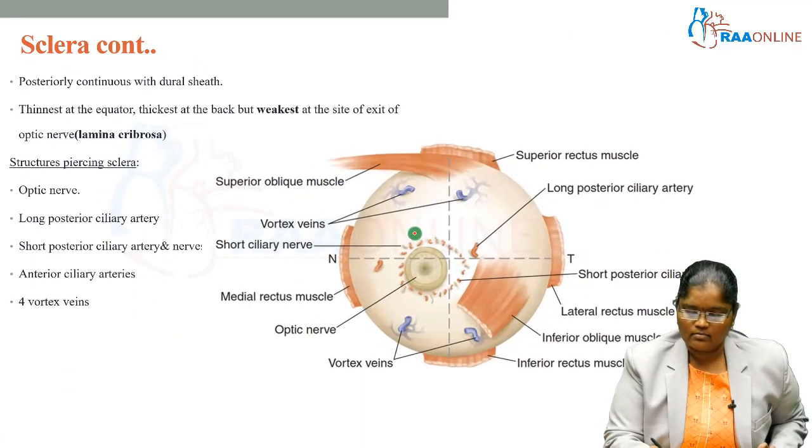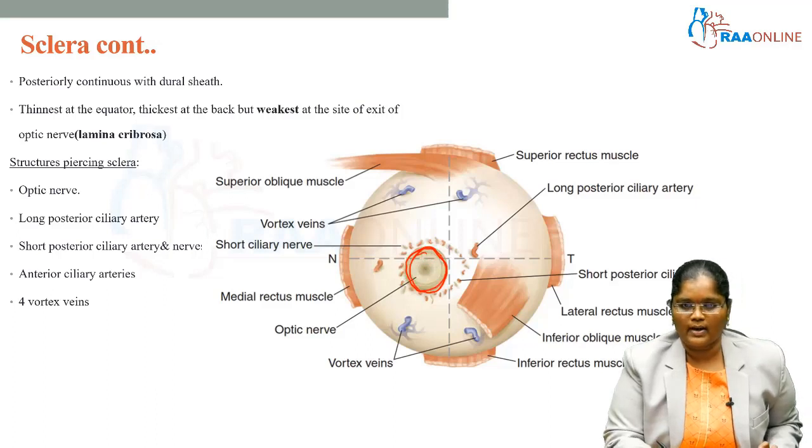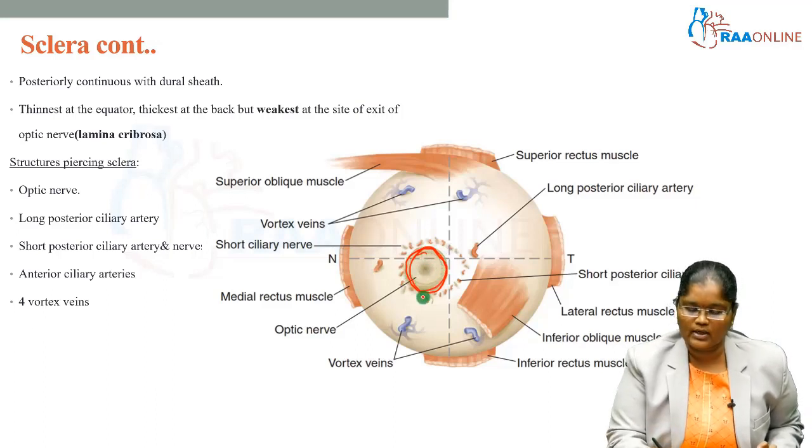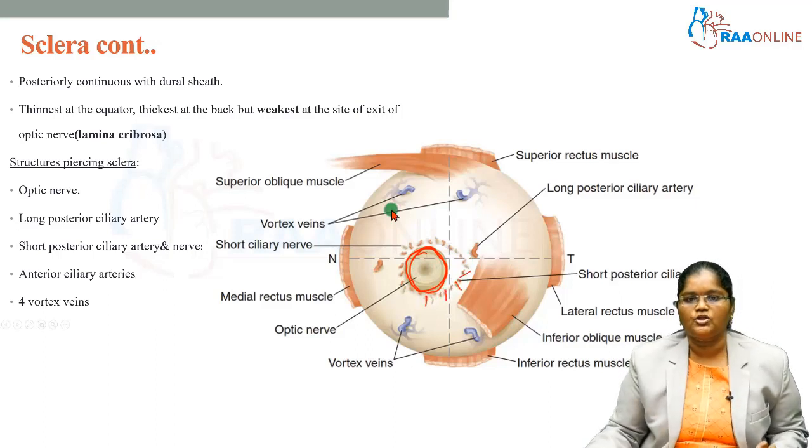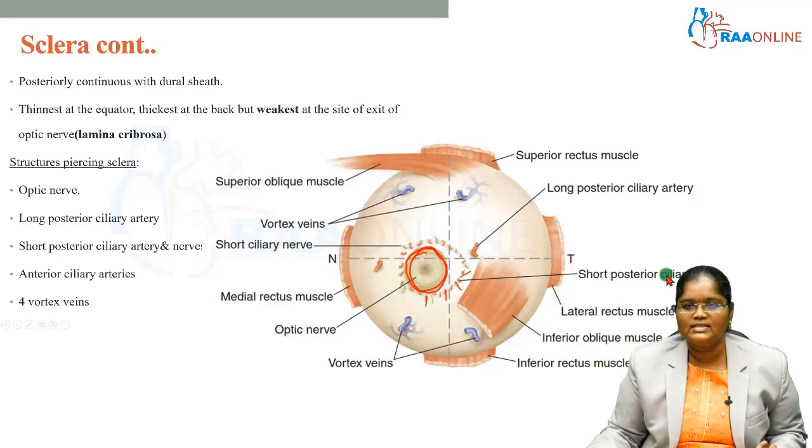Here you can see, this is the optic nerve, and it is covered by dura mater, and around the optic nerve you can see small twigs. These small twigs are the entry of the short posterior ciliary arteries, and also short ciliary nerves enter along with the short ciliary arteries around the optic nerve.